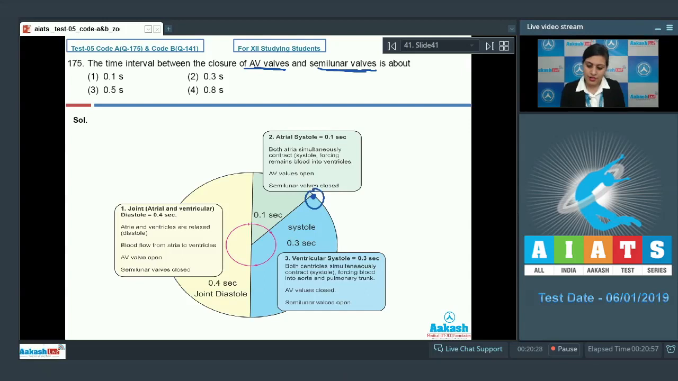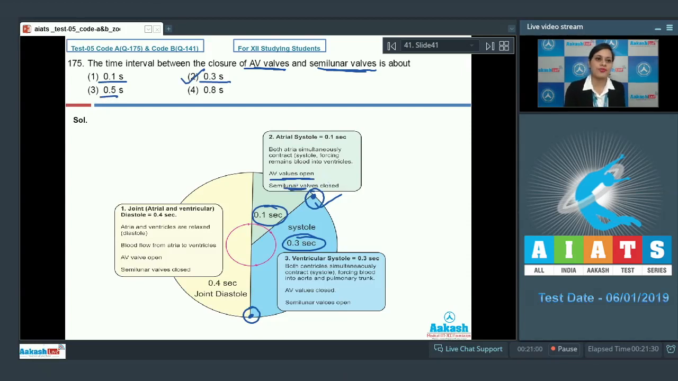And it is the time period which starts from ventricular systole to the initiation of ventricular diastole or joint diastole, which is equivalent to 0.3 seconds. So the correct answer to this question is option number 2, that is 0.3 seconds. Let's discuss other options also. The very first option given is 0.1 second, and 0.1 second represents atrial systole, in which the AV valves are open whereas semilunar valves are closed.